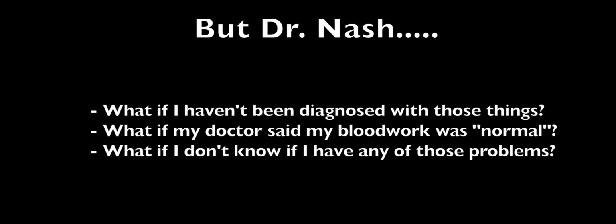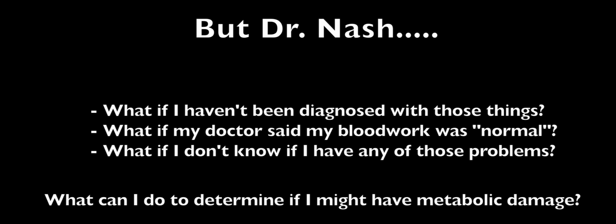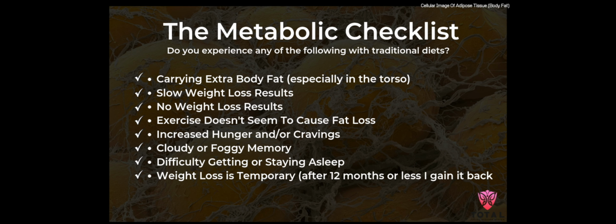So even if you don't know if you have any or all of those things that I just mentioned, there's ways to figure out if you probably have some kind of metabolic dysfunction. And that would be, one, I'm carrying extra body fat, because that's a common symptom of metabolic problems. And when I try to lose it by eating less and moving more, I'm either going to see slow results, I'm going to see no results, I'm going to see that exercise doesn't work very well. It doesn't seem that exercise is burning the body fat.